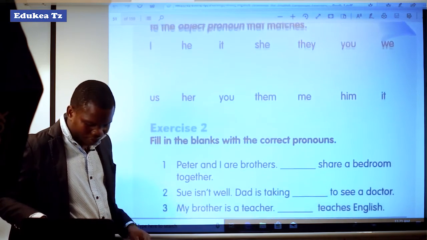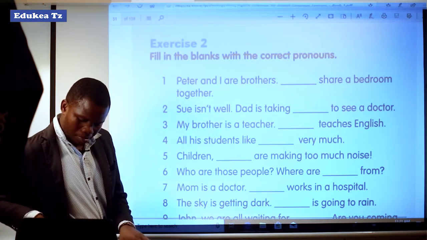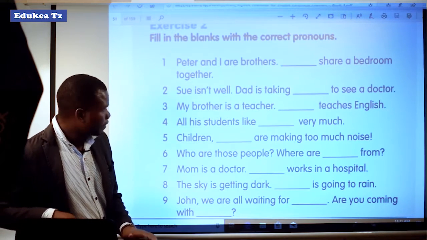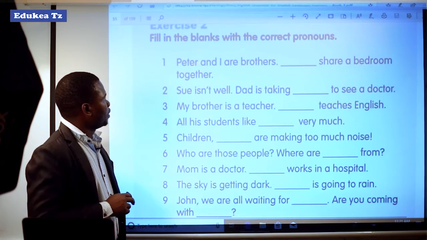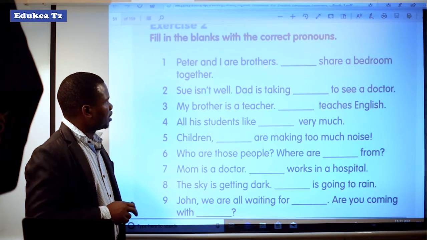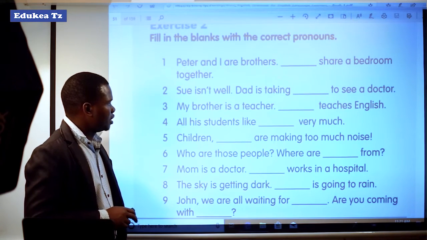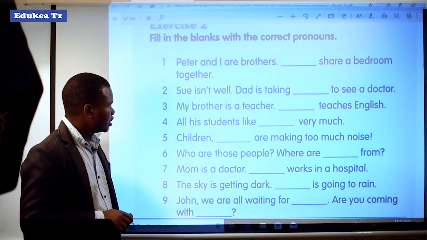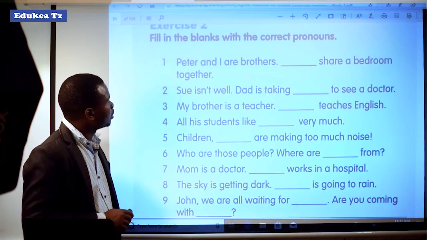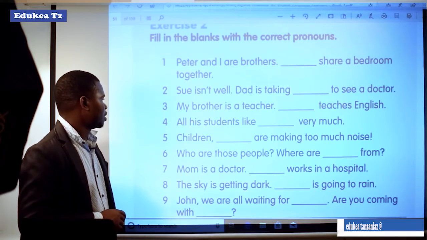Exercise 2. Fill in the blanks with the correct pronouns. Peter and I are brothers. Dash share a bedroom together. Sue isn't well. Daddy is talking dash to her, and other sentences. My mother is a teacher. Dash teaches English. So you have to fill the blanks with the correct pronouns.